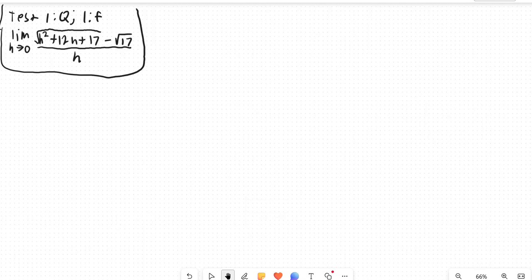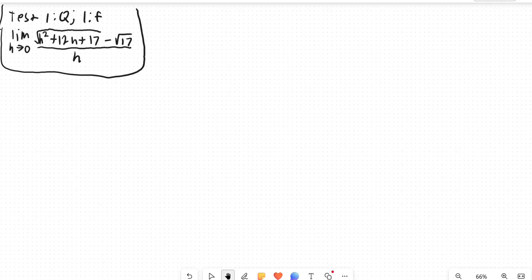I am doing the problem from test 1, question 1, set of questions, and I have letter F, which is a limit as h approaches 0 of the square root of h squared plus 12h plus 17 minus the square root of 17, over h.